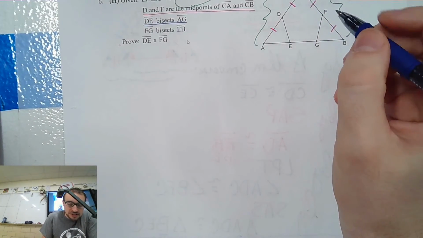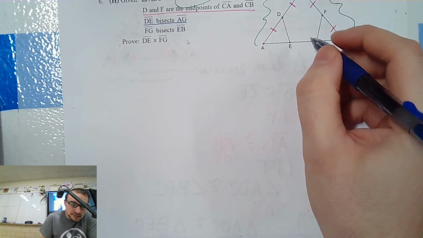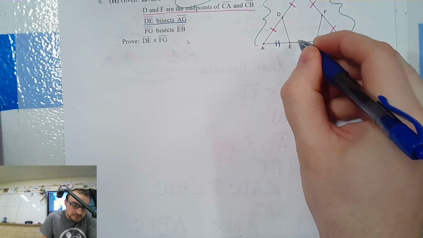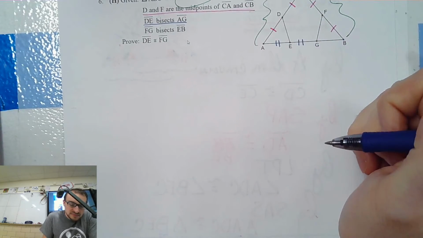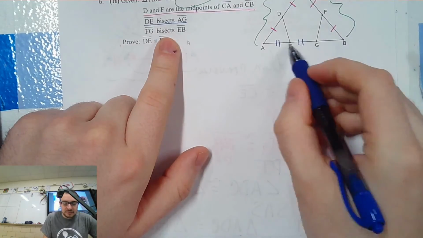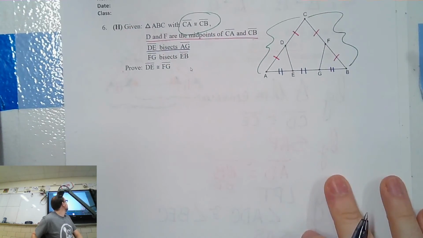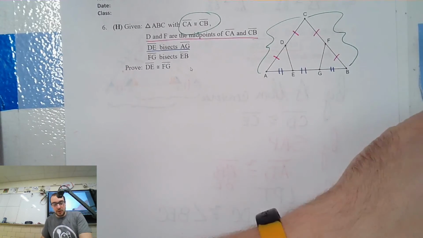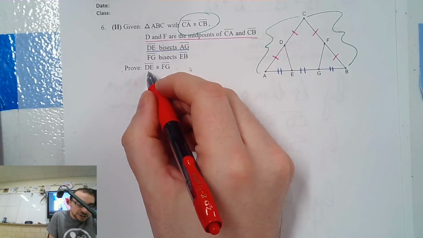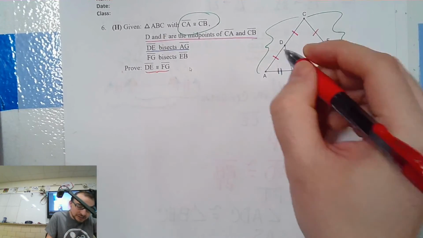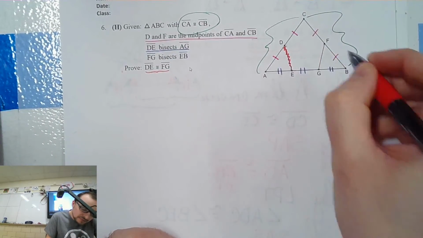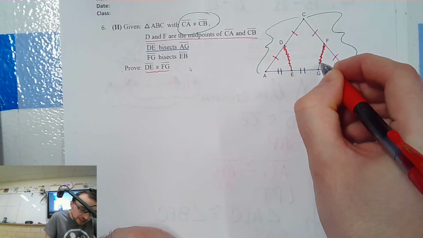DE bisects AG. And then FG bisects EB. We are trying to prove that DE is congruent to FG. Well, DE is this, and FG is that. So we don't know they're congruent yet. We're going to try and prove that.